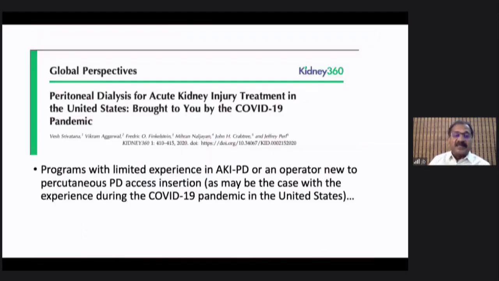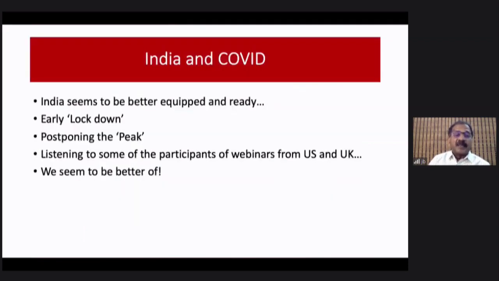But I think we are already prepared in that way, and most of these were performed by people with limited experience in Western centers. So it appears that India and we nephrologists are better prepared in many ways. Firstly, early lockdown, we sort of postponed the peak. We have not avoided it, we have not escaped.